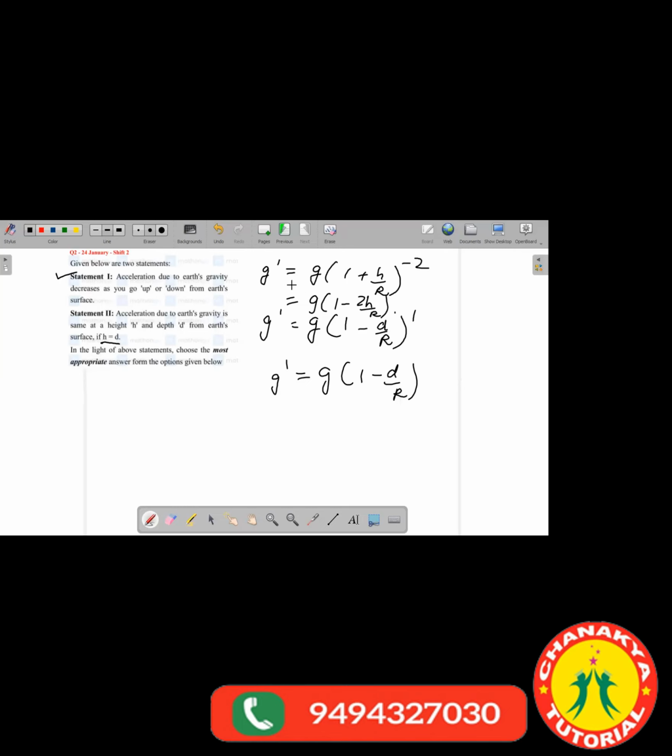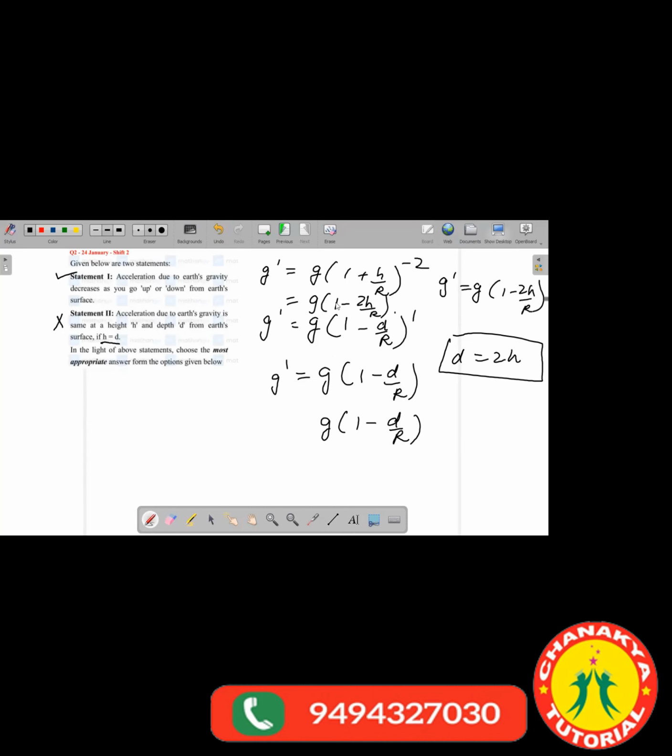As you can see, this varies as per the height. As per the height, g dash varies as g times 1 minus 2h by r, whereas here it varies as g times 1 minus d by r. So there is a difference. It cannot be the same in both places. It will be equal only if d is equal to 2h. So at a place, if d is equal to 2h, then the acceleration due to gravity will be equal, and not when d is equal to h. So statement 2 is false.